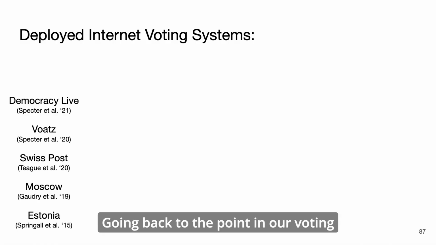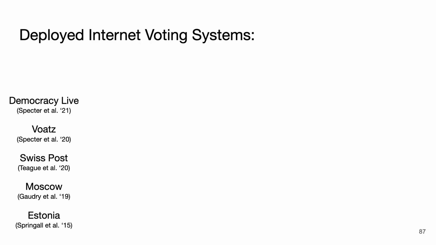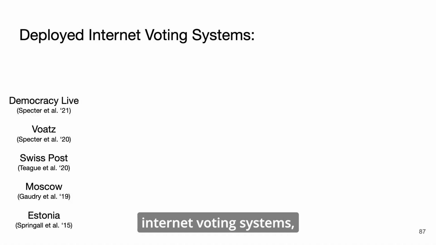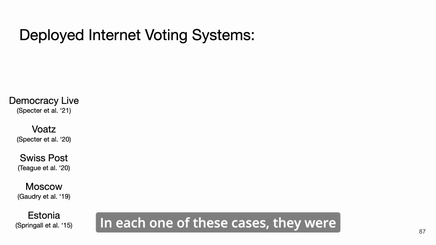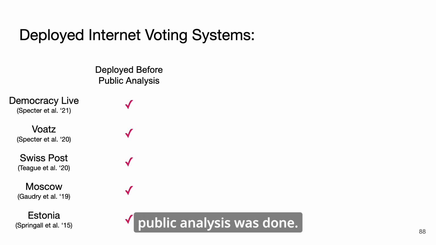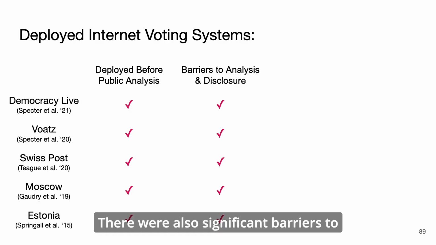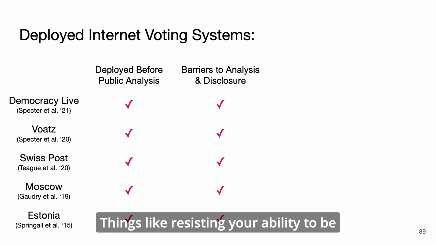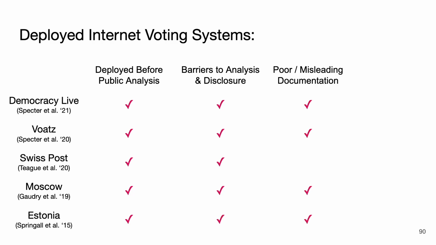So going back to deployed internet voting systems for a minute, this sort of resistance is actually incredibly common. There have been 5 public analyses of internet voting systems, as far as I'm aware, that have been published. And they're the following. And in each one of these cases, they were deployed before any public analysis was done. There were also significant barriers to analysis and disclosure, right? Things like resisting your ability to say afterward what happened, NDAs, things like this.